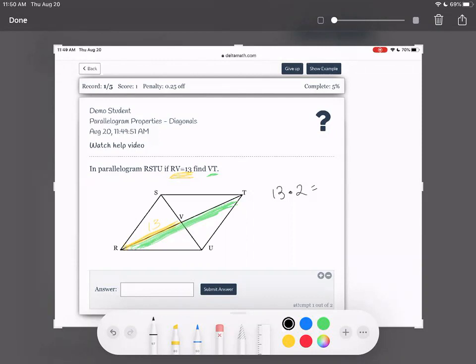Five, 5.5. Not divided by, multiplied by. Because look, or VT, sorry. I'm looking at the wrong thing too. My bad. Let me do that again. VT is, I gotta be more careful. Oops. 13. Yeah, VT is 13 because VT is this line.